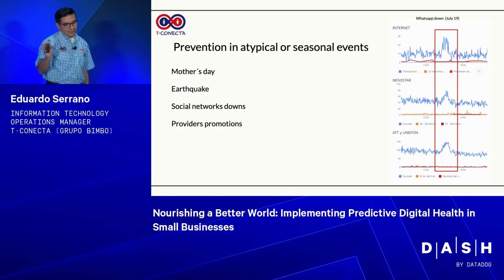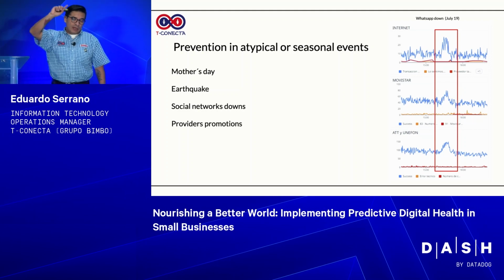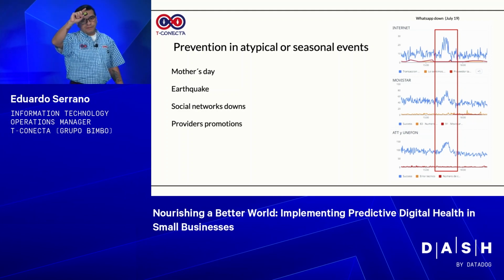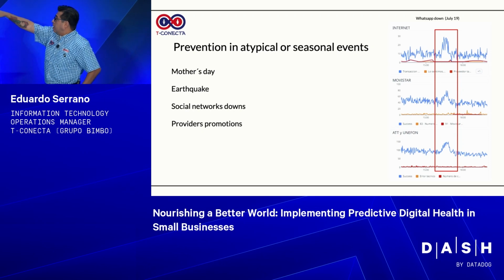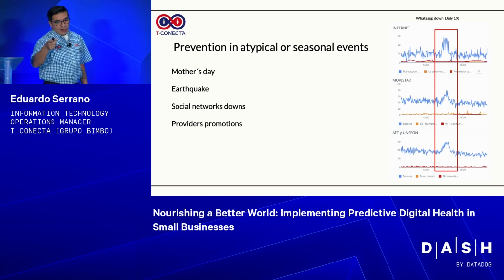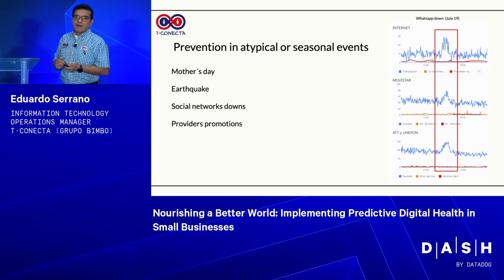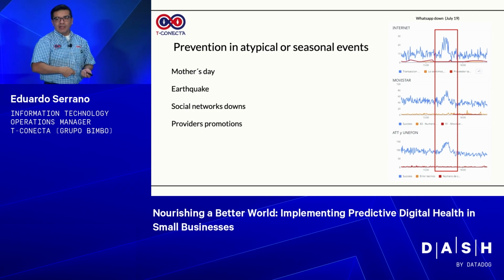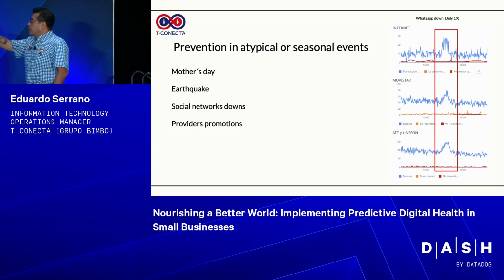Social network downs. This graphic is a real graphic from the last WhatsApp down. I don't know if you remember, in July 19, we had a WhatsApp down, and the transactions for the cellular recharge increased. Why? Because the people think they don't have data in their cellulars. So, oh, what's happening with my data? I need to buy another recharge and go to the store and buy the recharge. But the problem is WhatsApp is not working. And other providers' promotions.